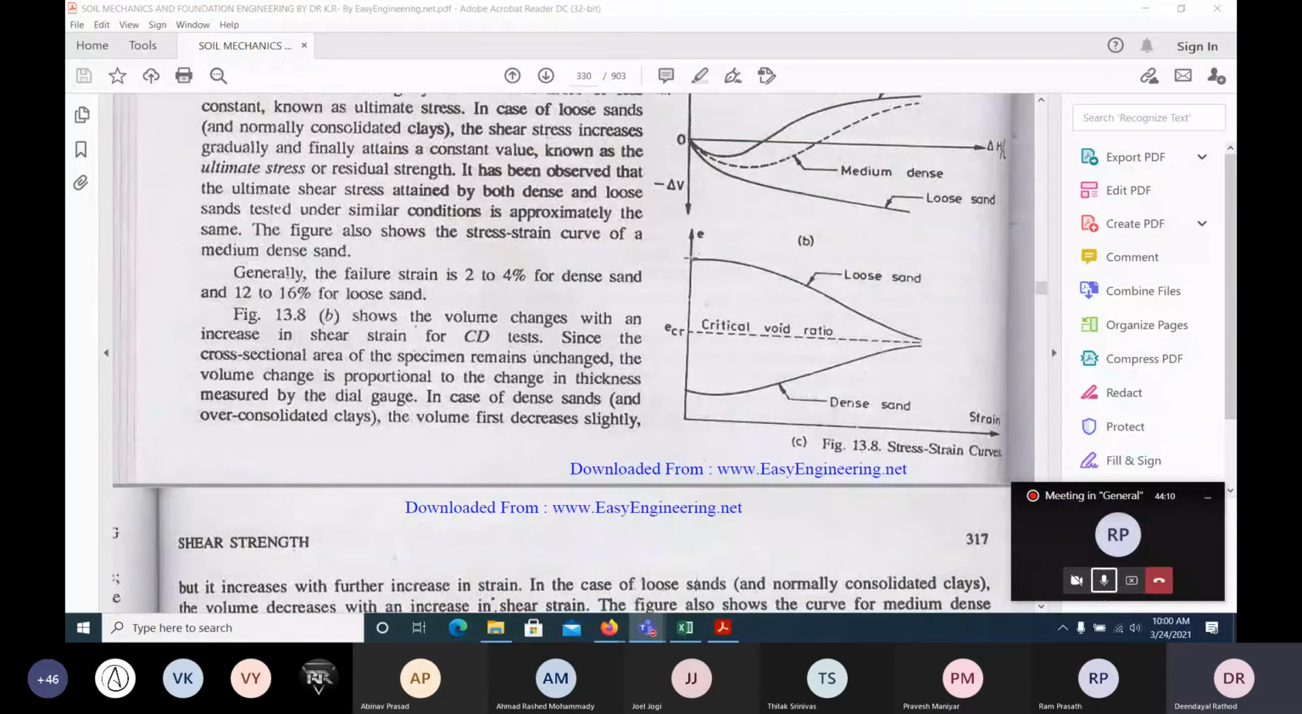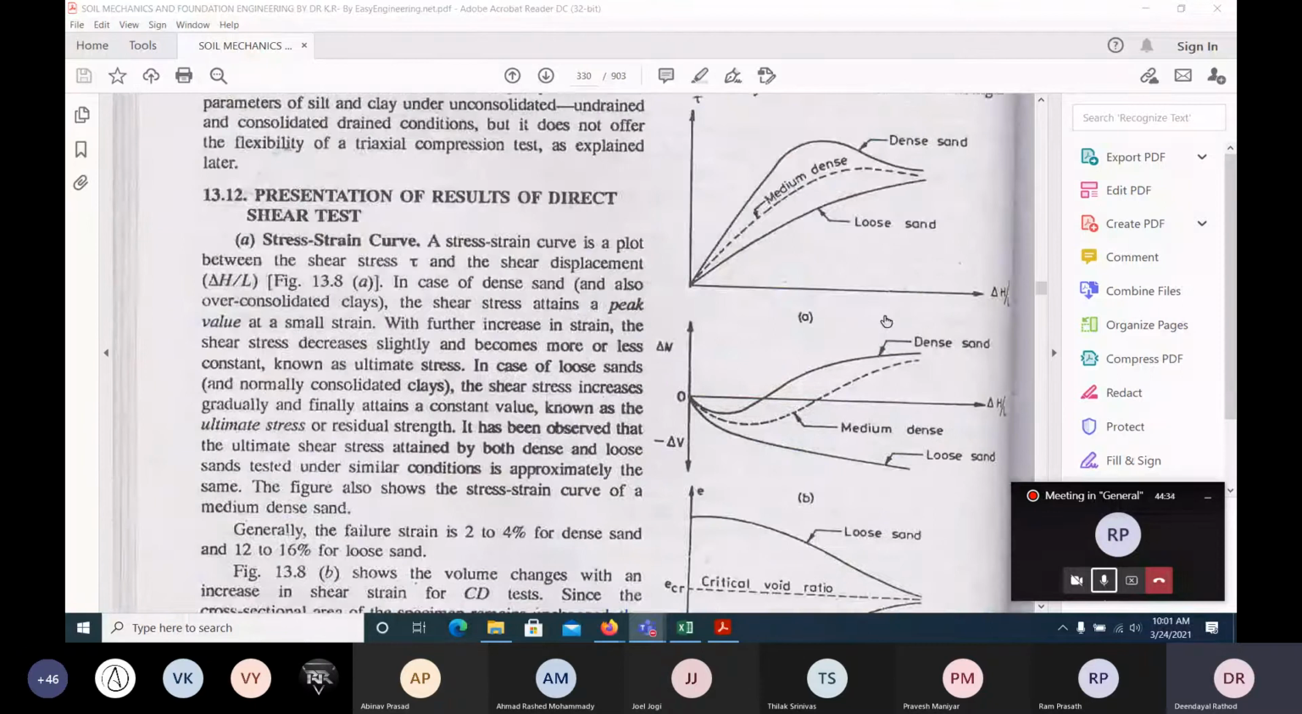it is found that for loose soil, the void ratio will reduce, and it will come to the critical void ratio. From that we cannot change anything; that is the minimum. For dense soil, what happens? It is observed that the void ratio slowly, because it would be very dense, right? So slowly it will increase and then attain the critical void ratio.